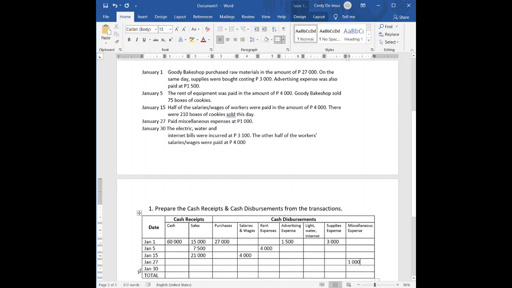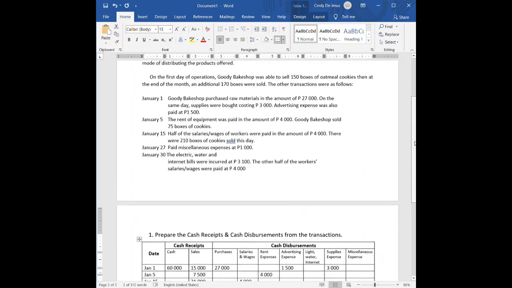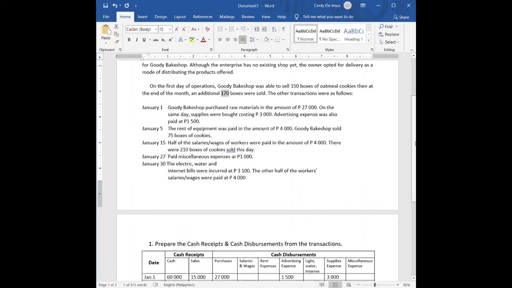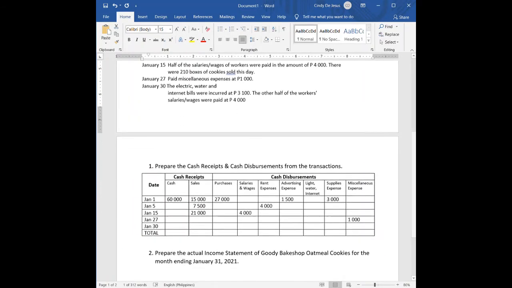And last but not the least, of course, is January 30. If we remember earlier, it says here that at the end of the month, there are an additional 170 boxes. So, that's multiplied by 100 to place it here. So, January 30. So, that's 17,000.